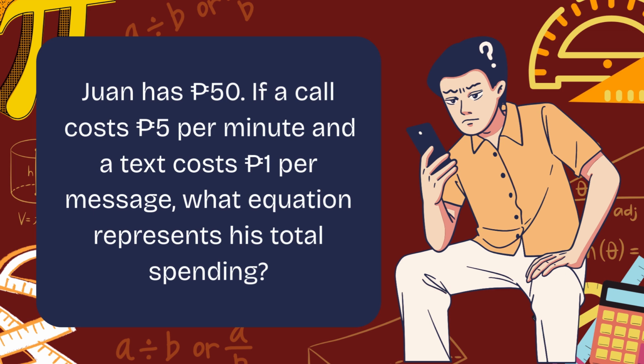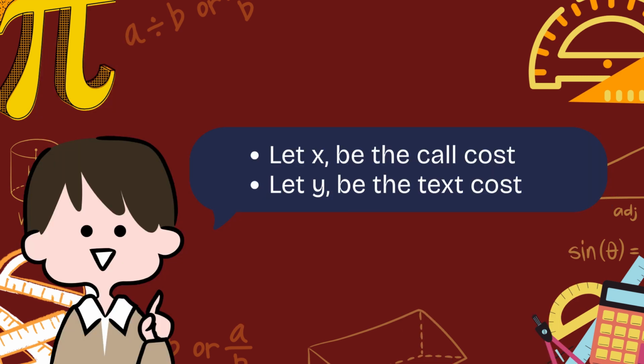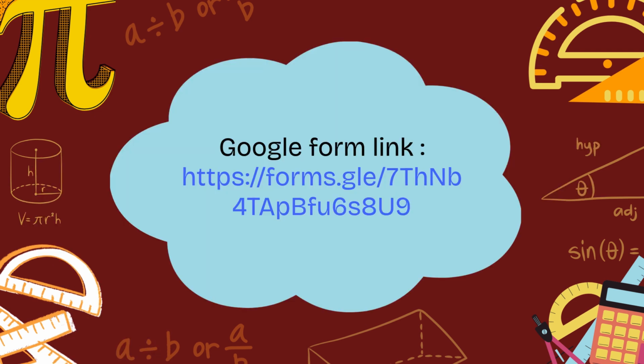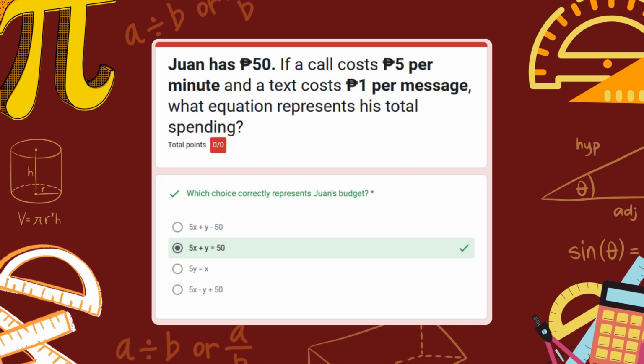So again, the first thing we will do is to find a variable to represent our given. So now we can let x be the call cost and let y be the text cost. Now, pause this video and use this link. Pick which choice correctly represents one's budget. So we will check if you really understood our last topic. Okay, is everybody done? So here it is. If you answer 5x plus y is equal to 50, then you got it right.